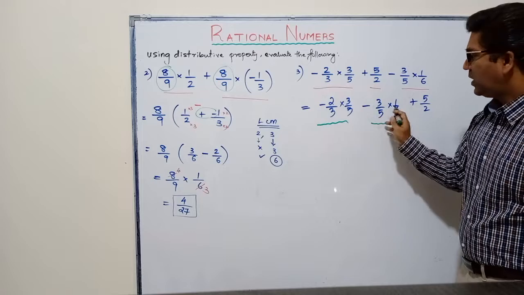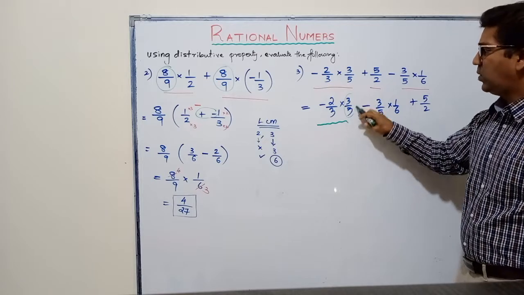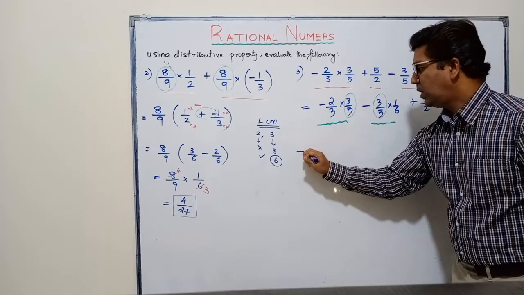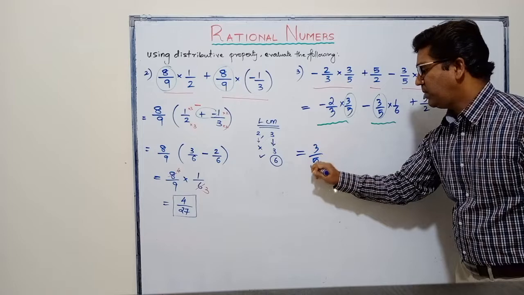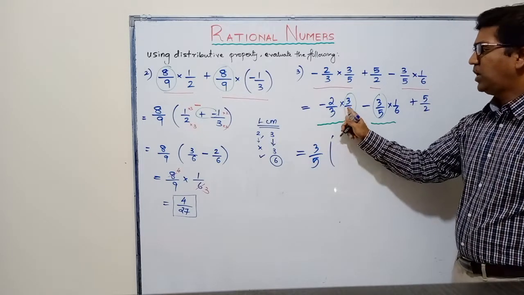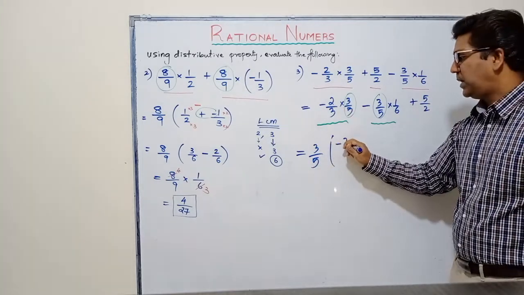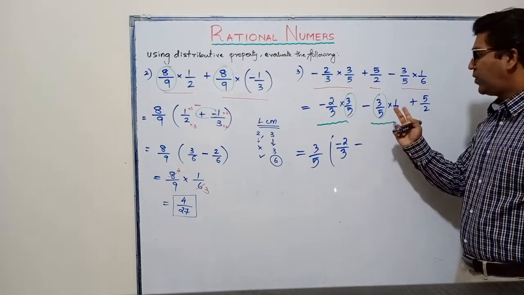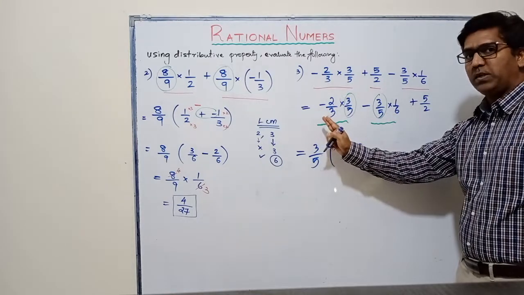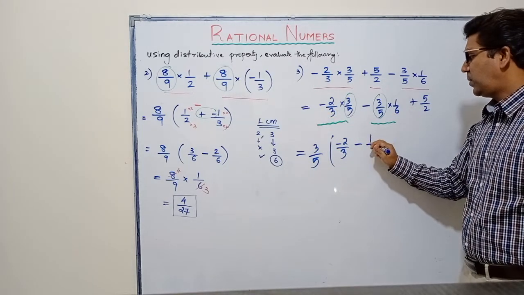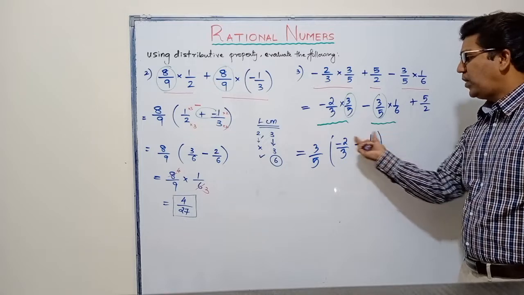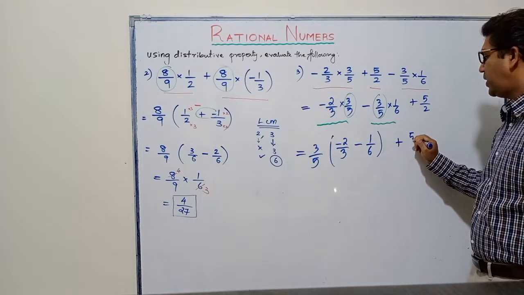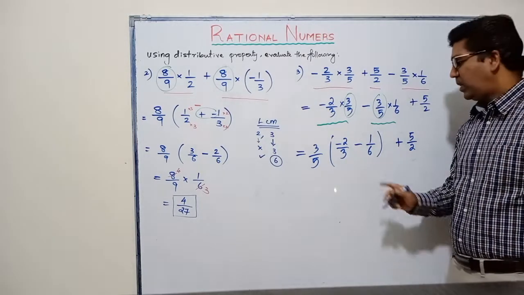Now look at the first two terms. You will see that 3 over 5 is common in both. So we will factorize. So I'll get 3 over 5 common. From the first term, you took 3 by 5 out. So you're left with minus 2 by 3. Minus sign will be as it is. From the second term, you remove 3 over 5 common, that is you factor. So you're left with only 1 upon 6. And you close the bracket. Now we are factorizing only the first two terms. The third term you will write as it is. Plus 5 over 2.